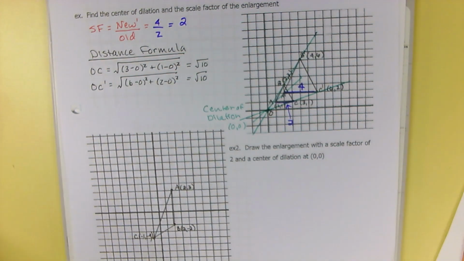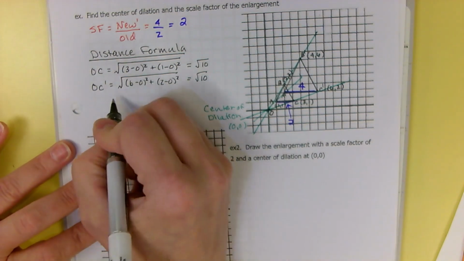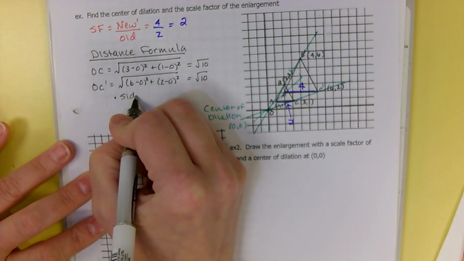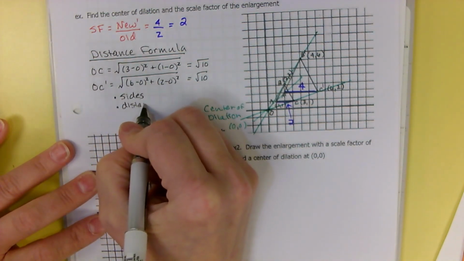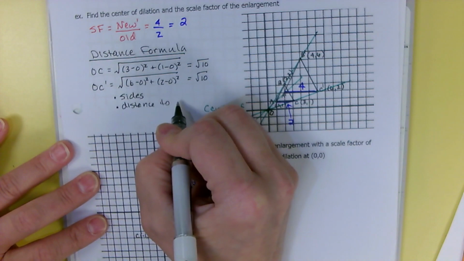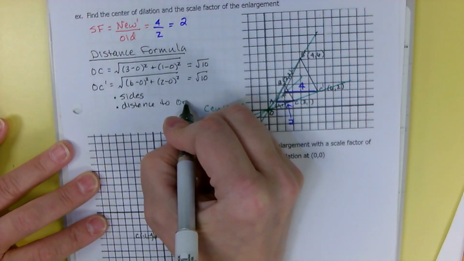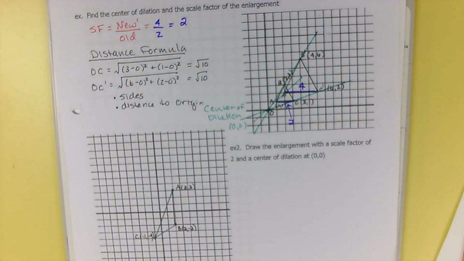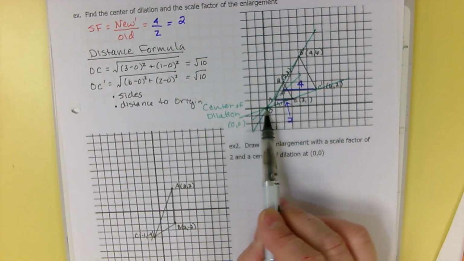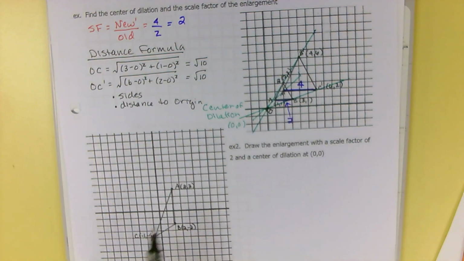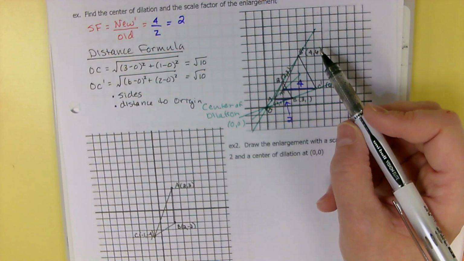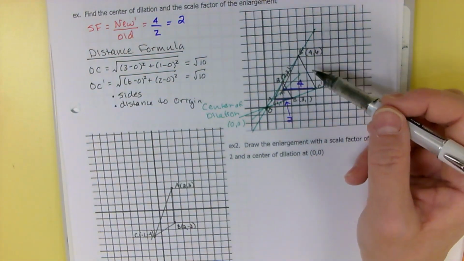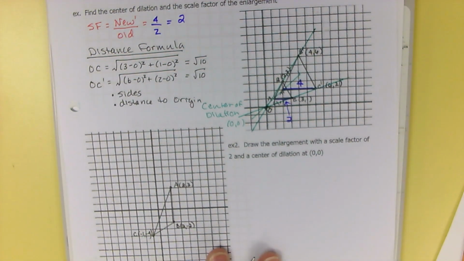So for the distance formula, you can do sides, or you can do the distance to the origin, the center of dilation. This one, obviously, OC prime, I did distance from the vertex to the origin and from the vertex to the origin. But I could have also done A to B and A prime to B prime, or I could have done B to C and B prime to C prime. Any two comparable lengths are free game.